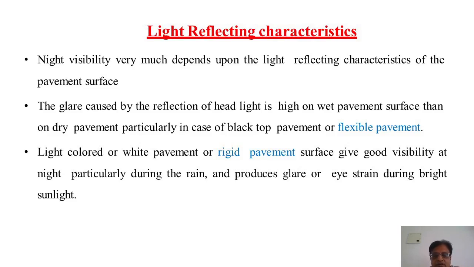A light colored or white colored rigid pavement surface gives good visibility at night, particularly during the rain, and also produces glare or eye strain during bright sunlight. That means definitely you feel a little bit of difficulty on a concrete pavement during the daytime, but flexible pavement in the daytime is very good. You don't have any problem for traveling, but definitely at night time it causes a problem. So it's completely reverse for the flexible pavement and the rigid or concrete pavement.